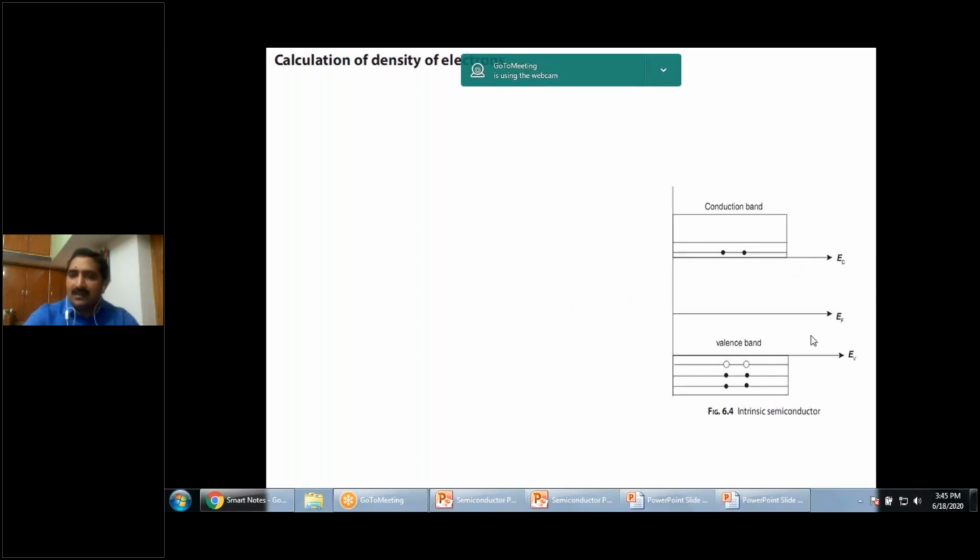Here is the intrinsic semiconductor energy level diagram. Here EF represents the Fermi level. The Fermi level lies exactly at the center of EC and EV. Why? Because the number of available holes in the valency band is equal to the number of available electrons in the conduction band. So that is the case here.